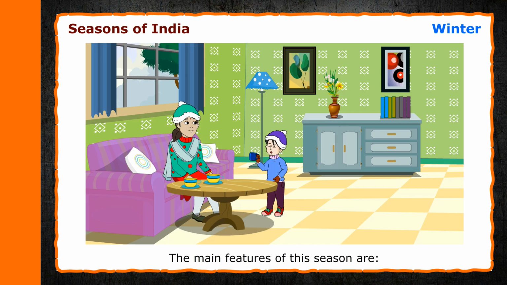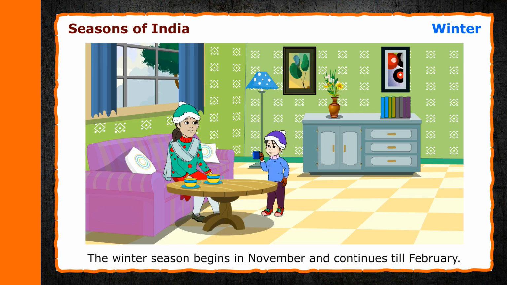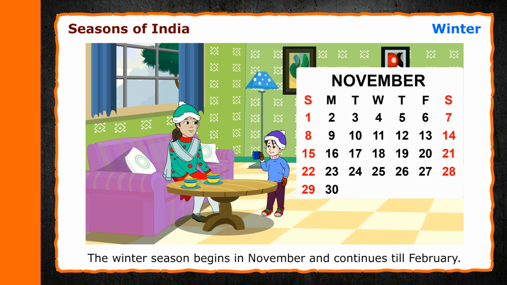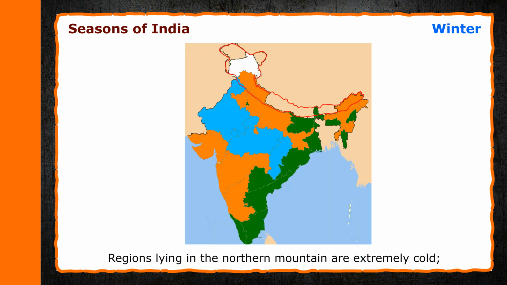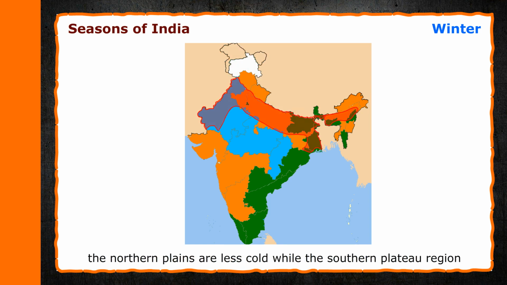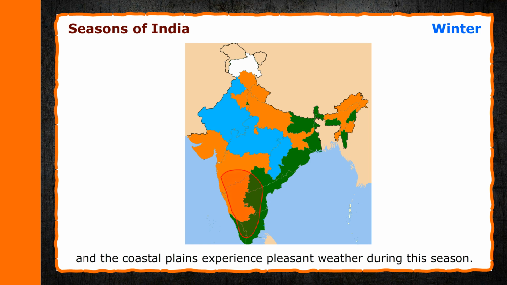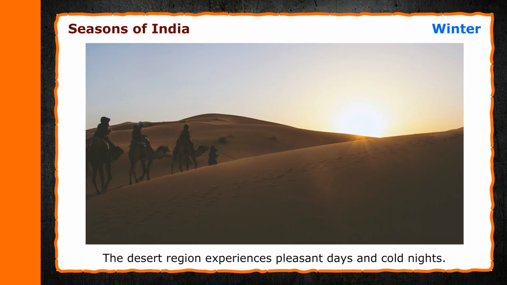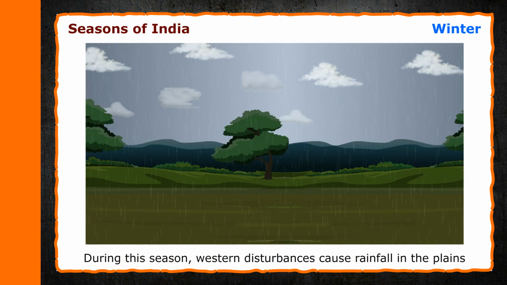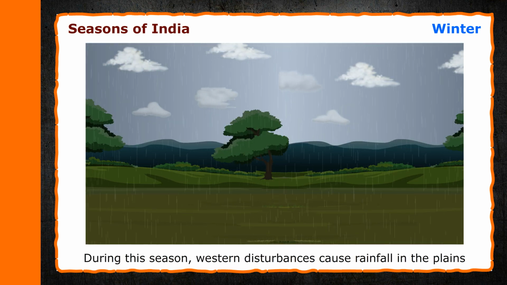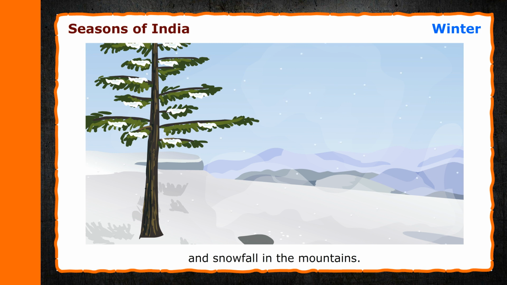Winter. The main features of this season are: the winter season begins in November and continues till February. December and January are the coldest months in northern India. Regions lying in the northern mountains are extremely cold. The northern plains are less cold, while the southern plateau region and the coastal plains experience pleasant weather during this season. Days are shorter than nights. The desert region experiences pleasant days and cold nights. During this season, western disturbances cause rainfall in the plains and snowfall in the mountains.